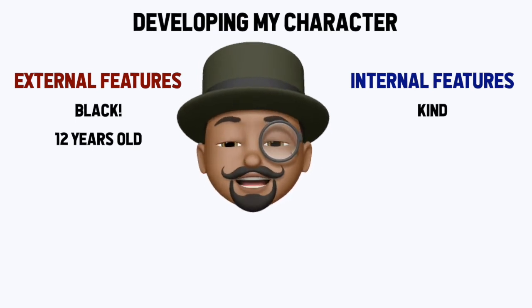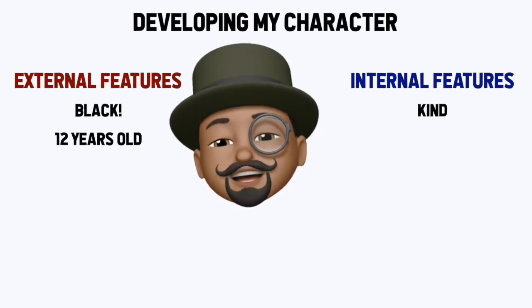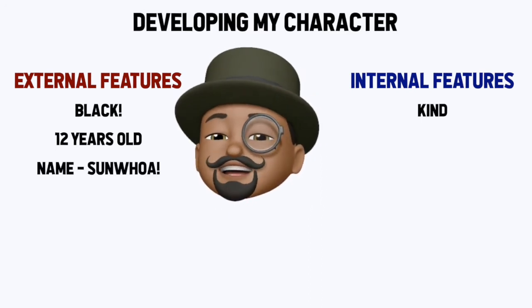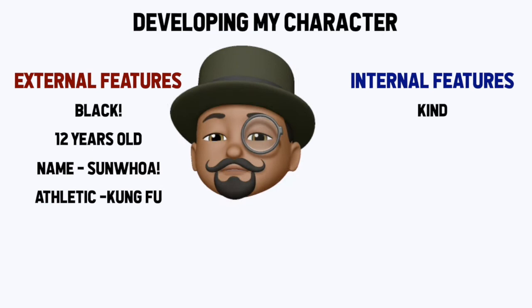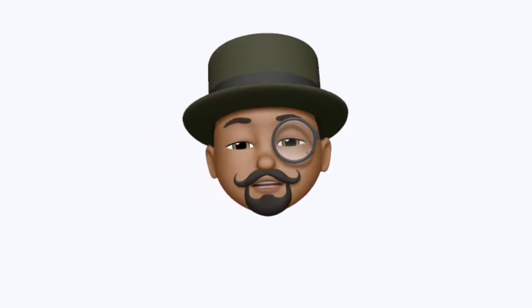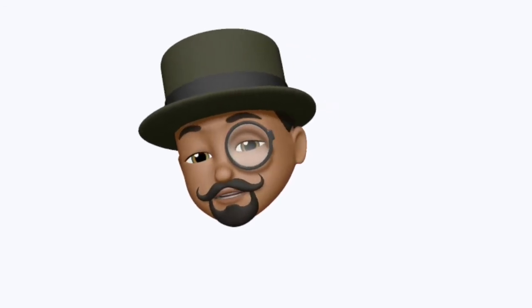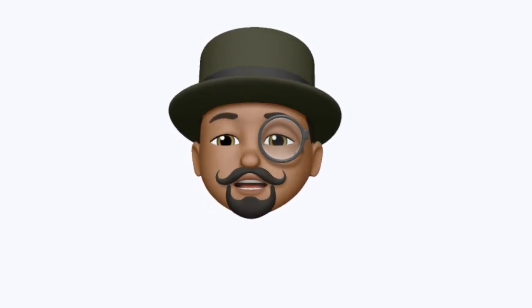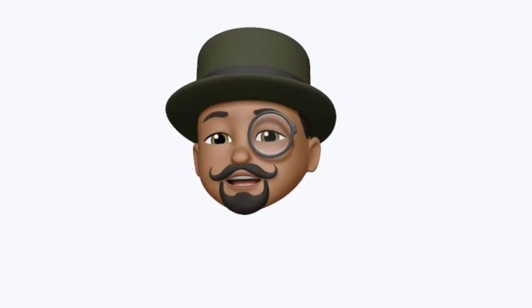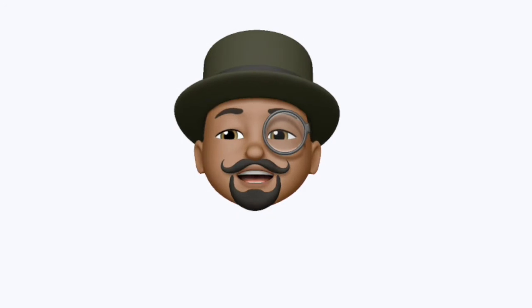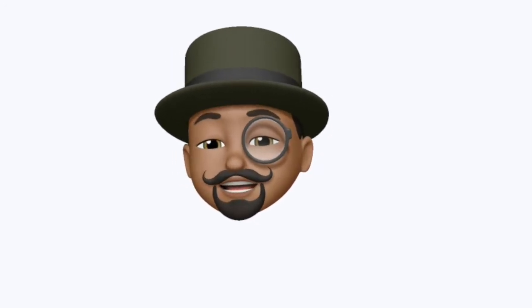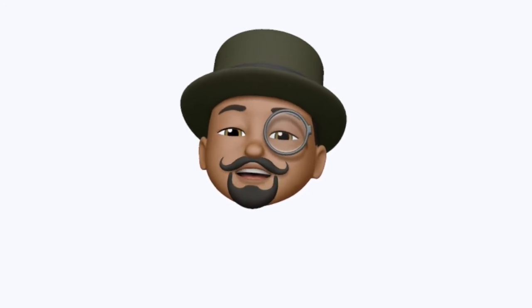But we need to give him a name. Let's call him Sun Wo, because he's full of light. And I think he would probably be athletic because he really is good at kung fu. So let's put both of those on the left side. Take note, I didn't just put together random characteristics to build this character. No, I tried to put together a person that fits the story that I'm writing. Someone like me, someone I can relate to. And I'm not all kind, nor am I all light. So let me go ahead and add a few things.